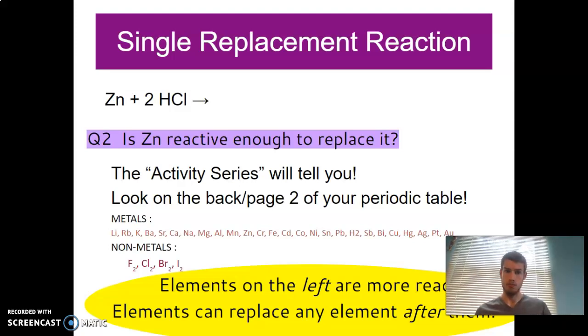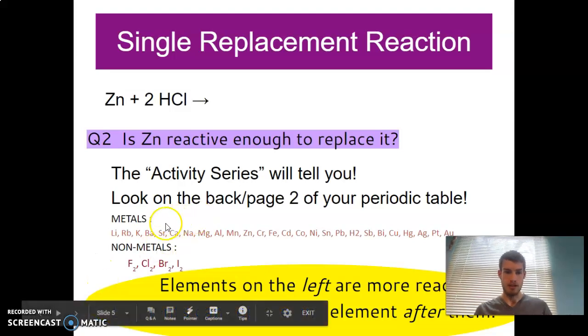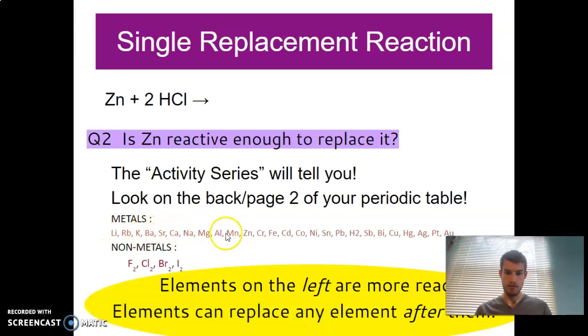So in our example here, we have zinc trying to replace hydrogen. So you look on your activity series, we're looking under the metals, and you find the two that we have. So here's zinc, Zn, and then keep looking, and here is our H2, our hydrogen. Zinc is farther to the left than hydrogen, which means that it's more reactive and it will replace it. So this reaction can happen and the zinc will replace the hydrogen.